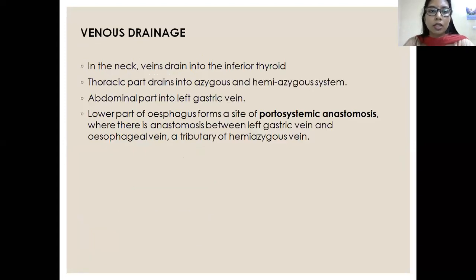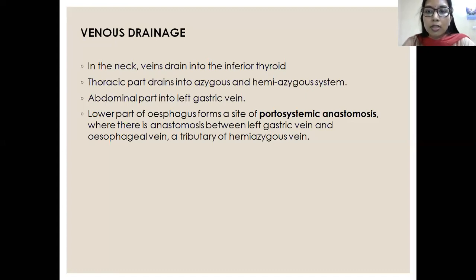So the venous drainage. In the neck, the veins drain into the inferior thyroid veins. The thoracic part drains into your azygous and hemiazygous system. The abdominal part drains into the left gastric vein. What is important pertaining to this venous drainage is that there is something called a portosystemic anastomosis. This is present at the lower part of the esophagus.